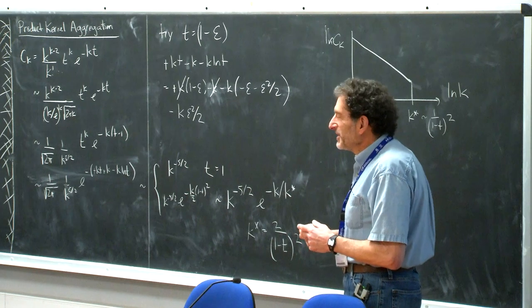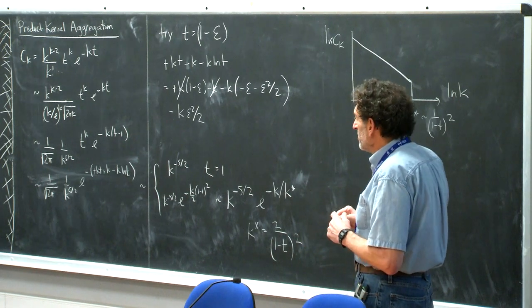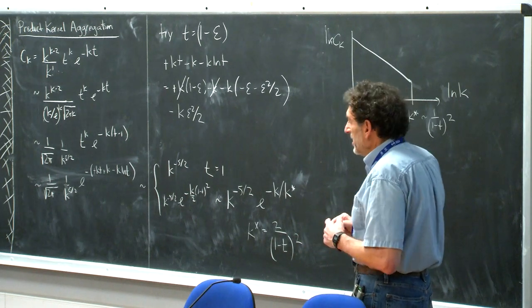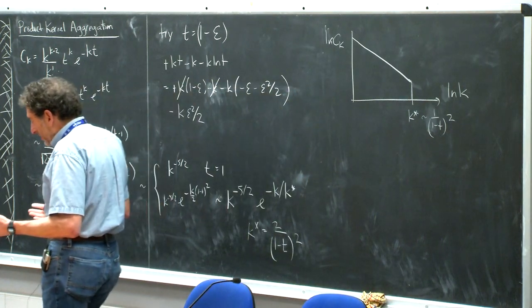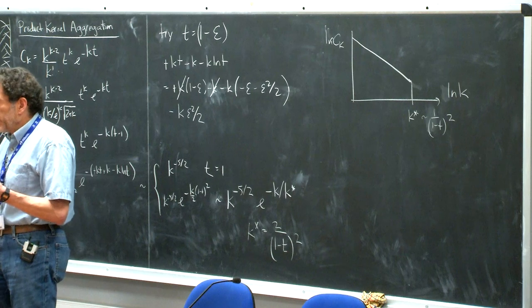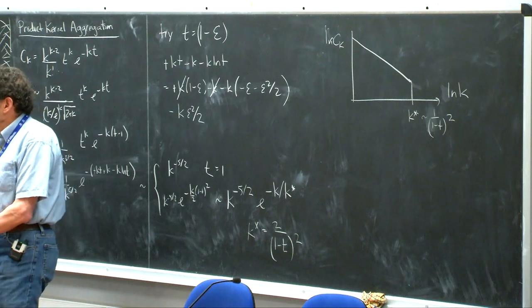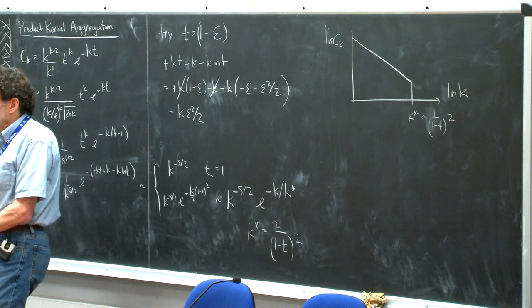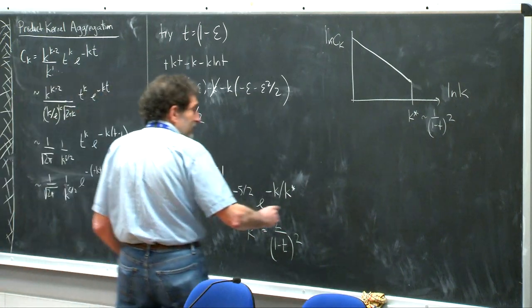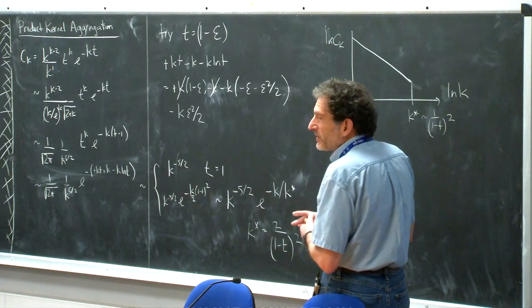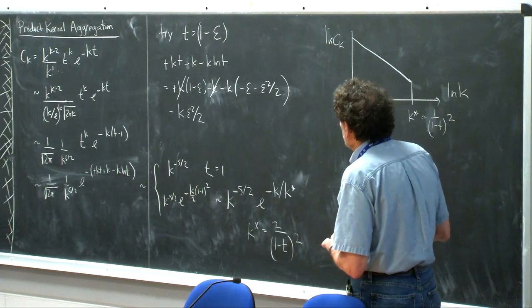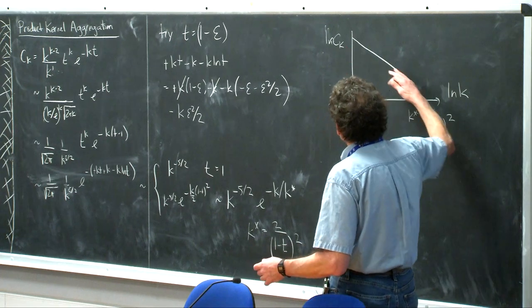For those of you who really remembered the previous lecture, you might ask me the following question. We saw last time that if I have a homogeneous kernel, when the homogeneity index was equal to 2, the typical mass should blow up as 1 over 1 minus t. And now I have a different mass, 1 over 1 minus t squared. So how come I have different masses? And part of the reason is that I have a power law distribution.